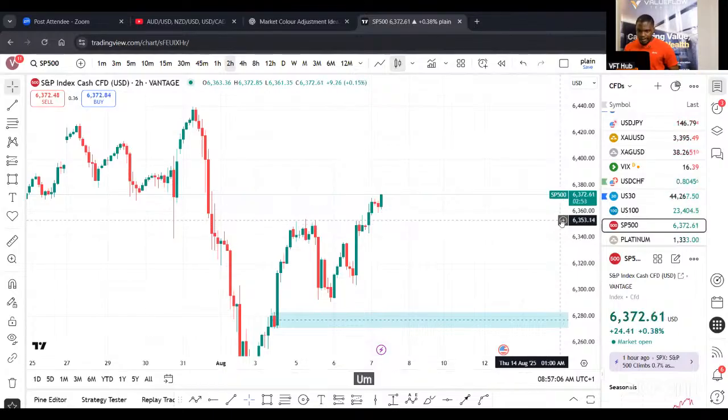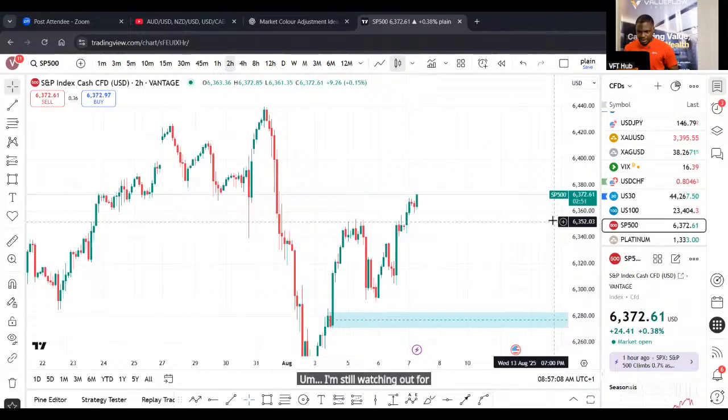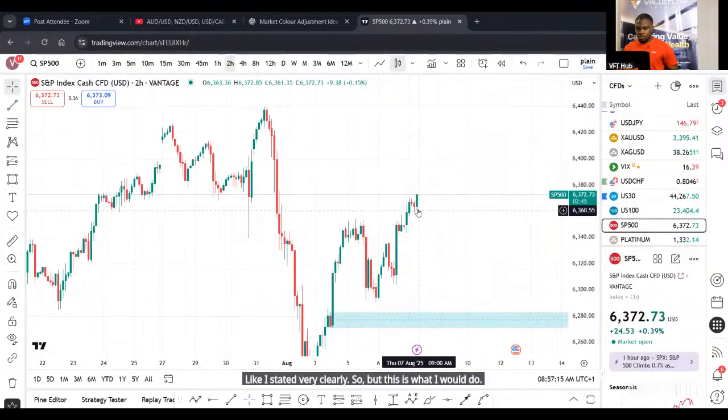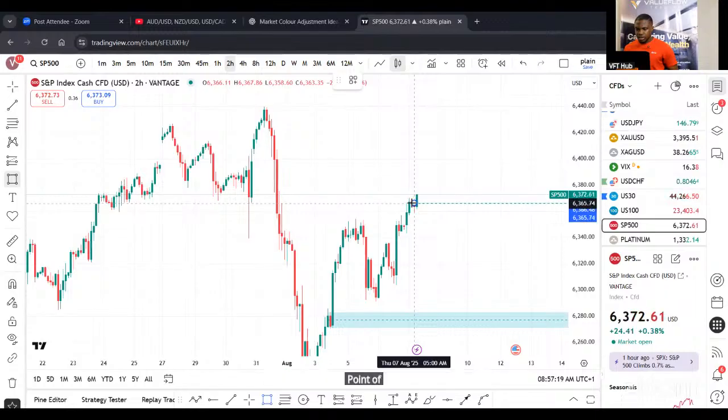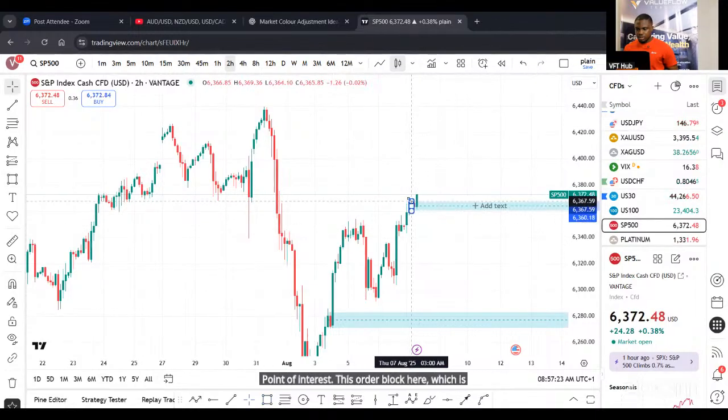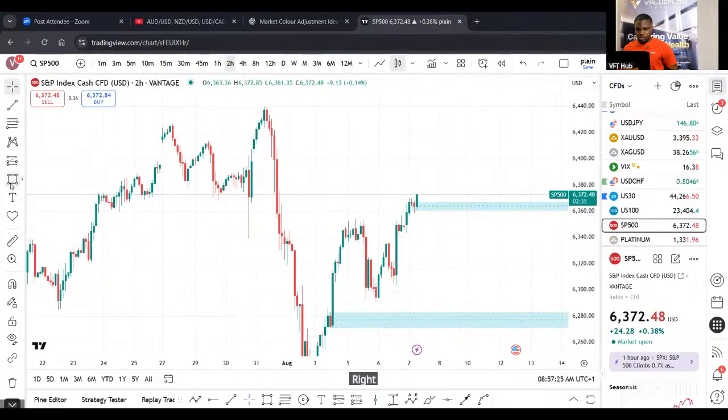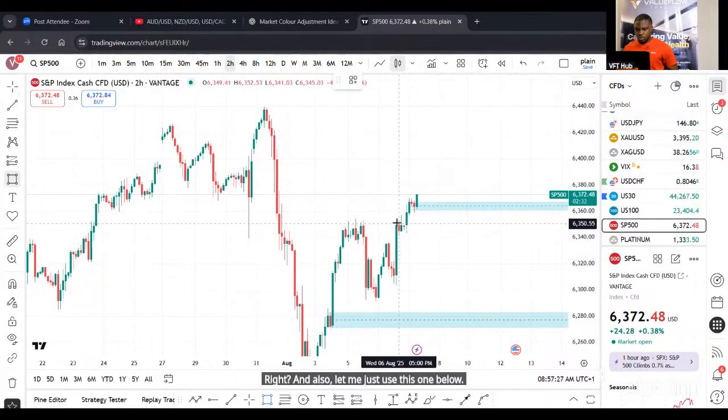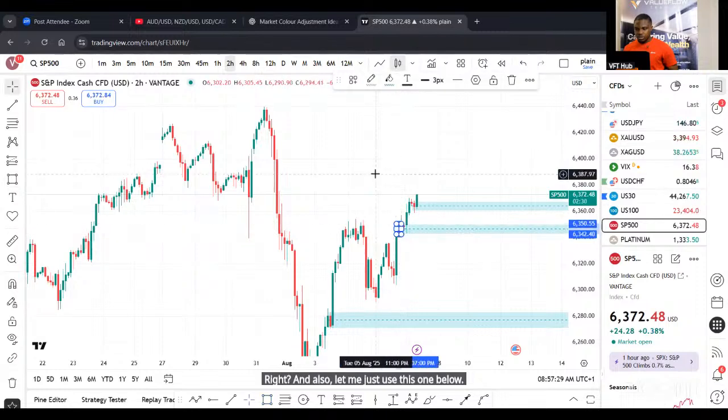I'm still watching out for a buy, like I stated very clearly. But this is what I would do. I'm going to use the closest point of interest. This other block here, which is the closest point of interest, right? And also, let me just use this one below, the closest point of interest.